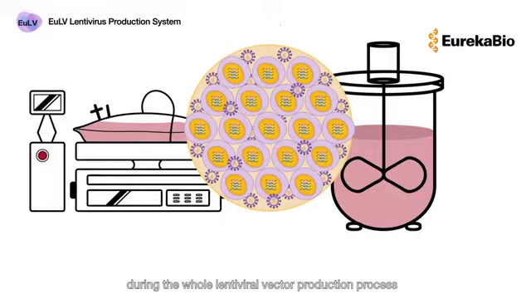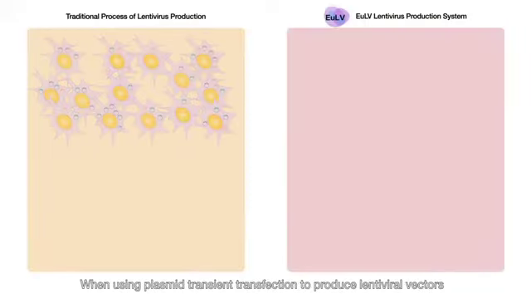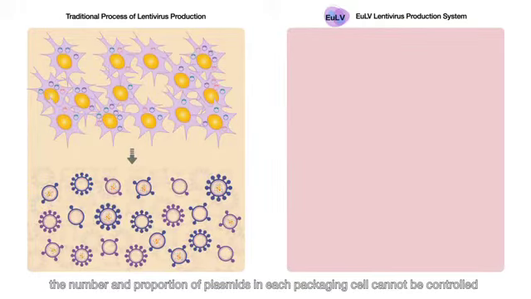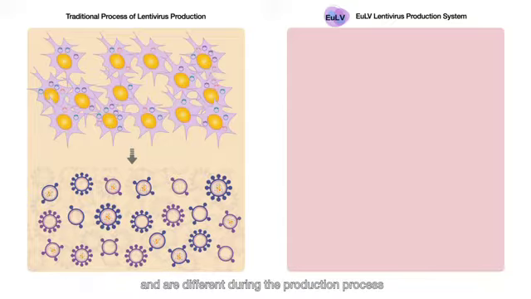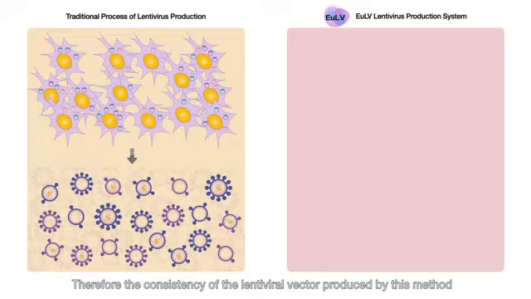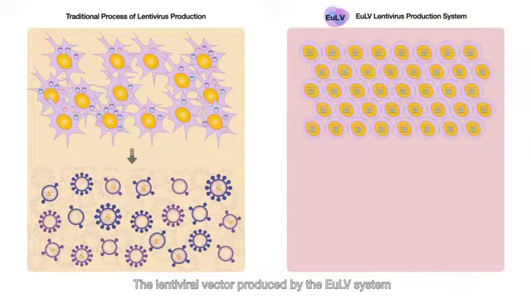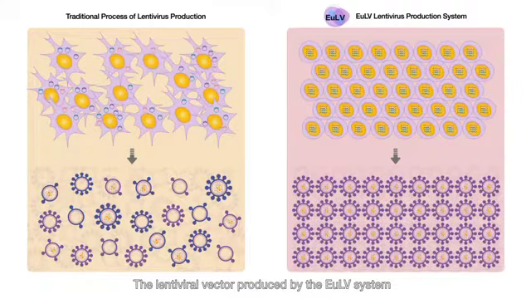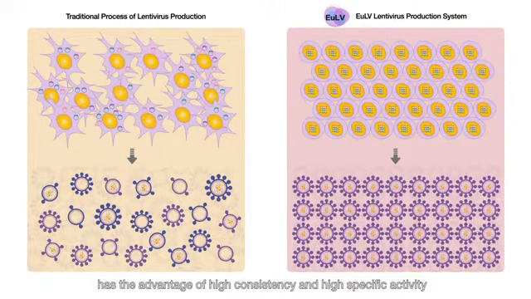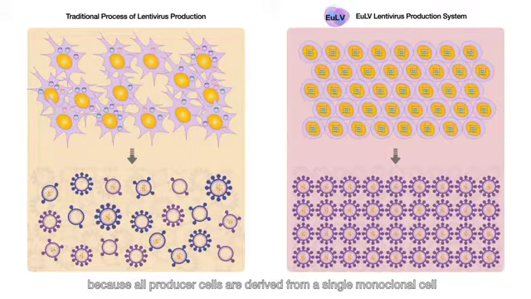When using plasmid transient transfection to produce lentiviral vectors, the number and proportion of plasmids in each packaging cell cannot be controlled and are different during the production process. Therefore, the consistency of the lentiviral vector produced by this method cannot be guaranteed, resulting in a low lentiviral vector-specific activity, usually from 1 to 250 to 1 to 100. The lentiviral vector produced by the EuLV system has the advantage of high consistency and high specific activity because all producer cells are derived from a single monoclonal cell.